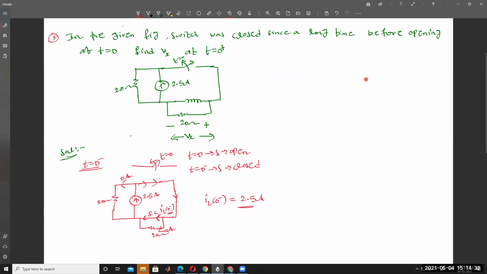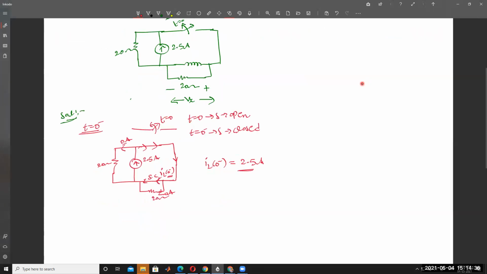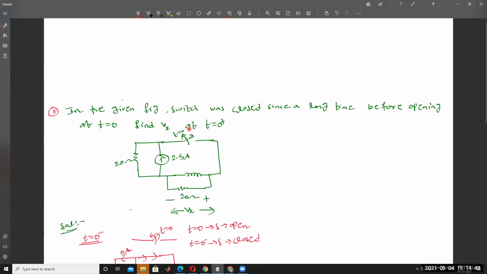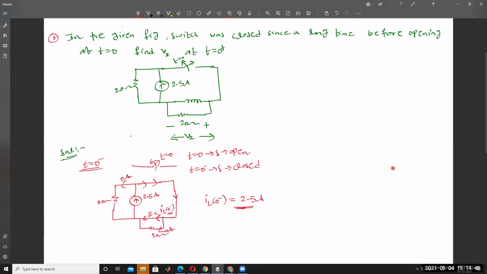So okay, we are checking whether initial conditions exist or not. So initial conditions exist. Okay, so what is the question? At t is equal to 0 plus, find Vx. Then at t is equal to 0 plus, what is the circuit? This is the circuit condition. Inductor does not allow sudden changes in current.